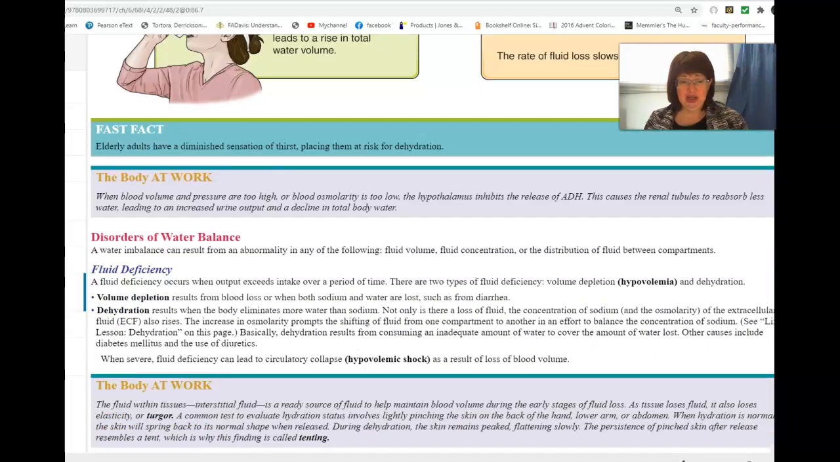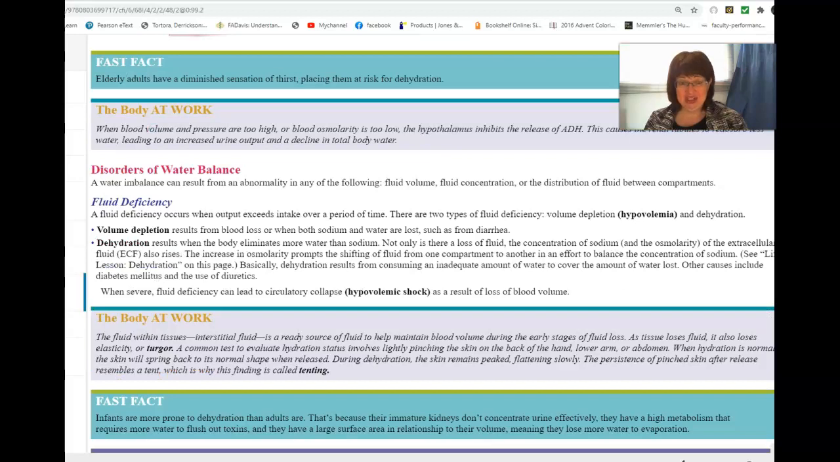Now, quite often you can have a deficiency in your water, and that is called basically volume deficiency. And that's when you have a greater output over time. That can be because of a volume depletion, or it means you're basically losing water too quickly. And the most common result there is diarrhea. Diarrhea means that your water is going through your digestive system too quickly.